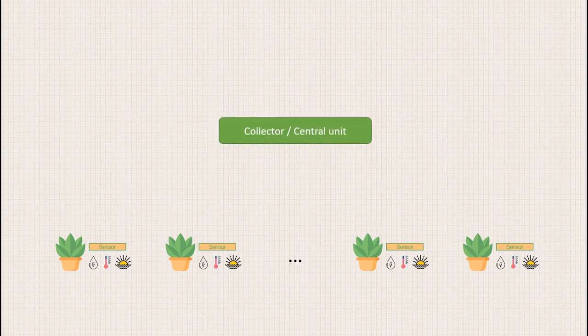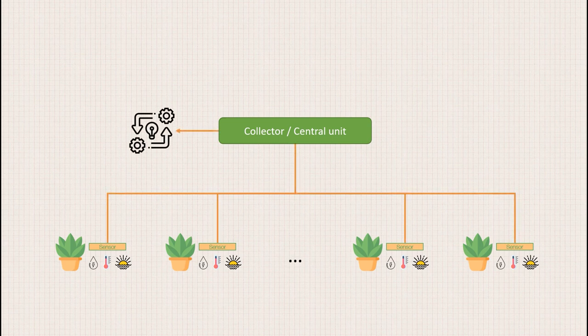The second part of the system is the collector, or the central unit. Its purpose is to collect information from the sensors, process it, and decide what action needs to be taken. Actions can be, for example, turning on the water pump to water the individual plant, or opening blinds to make sure plants are getting enough sunlight, or simply passing the collected information to the dashboard unit.